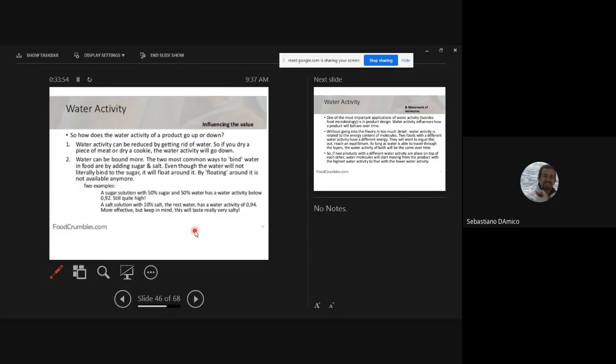So water activity can be reduced by getting rid of water. If you dry a piece of meat or dry a cookie, the water activity will go down. Okay, but this obviously goes in parallel with one of the statements that we made at the beginning, that water activity might help the proliferation of certain organisms, right? And drying meat is something that has been done for a long time to reduce the organisms proliferating in this system.